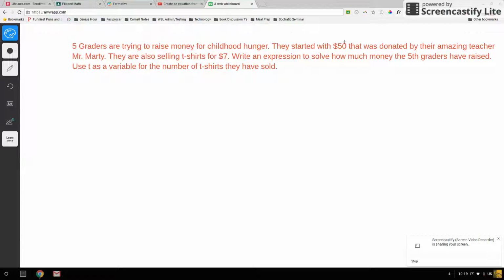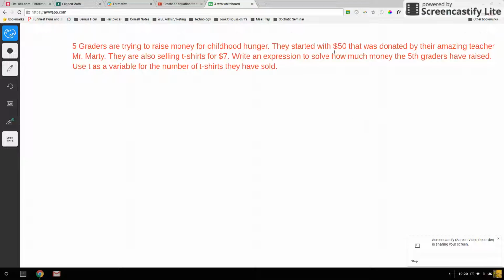They started with $50 that was donated by their amazing teacher, Mr. Marty. They're also selling t-shirts for $7. Write an expression to solve how much money the fifth graders have raised. Use T as a variable for the number of t-shirts they have sold. All right, so we have to write an expression, which means we don't need an equal sign. We have to write something that we could keep plugging in if we sold 3 t-shirts or 5 t-shirts or 8 t-shirts and figure out how much money we have raised.